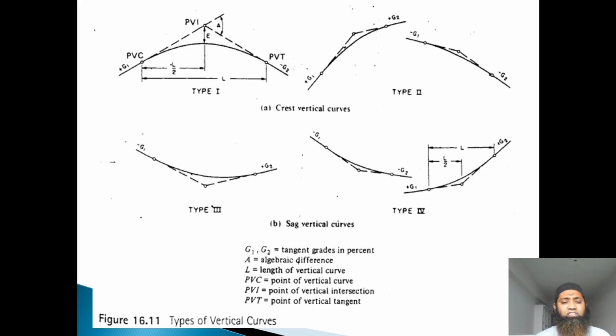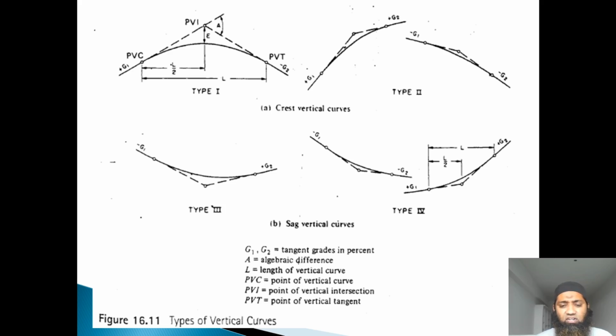You can just have a look at this. We have type 1, type 2, type 3 and type 4 vertical curves. You can see G1 and G2 placed there, PVI, PVC, and the distance of the curve marked as L, and E has been marked here. G1 and G2 are the tangent grades in percent, so we have tangent grades marked, showing the percentage of those tangents. Capital A is the algebraic difference between the grades. L is the length of the vertical curve, the whole vertical curve.